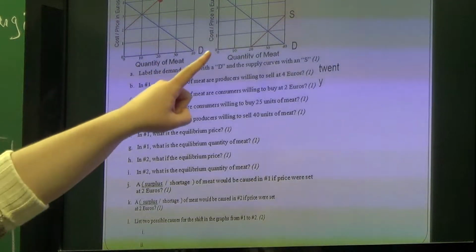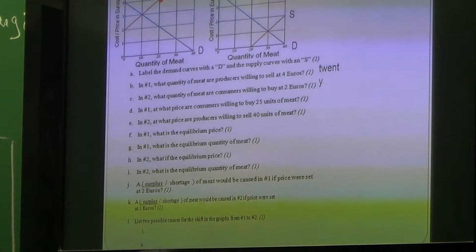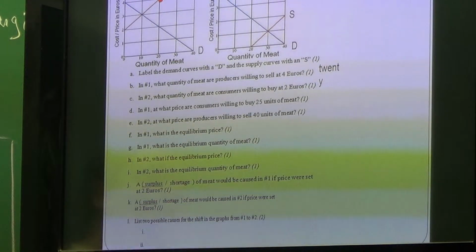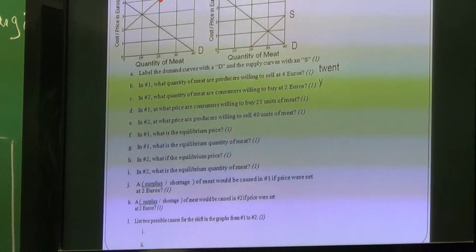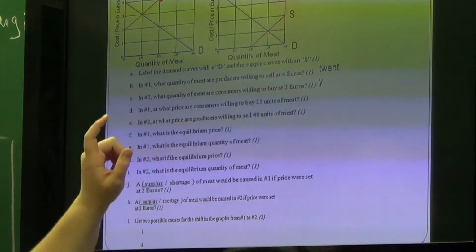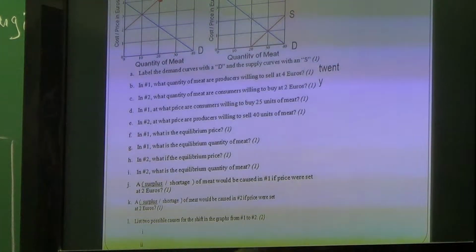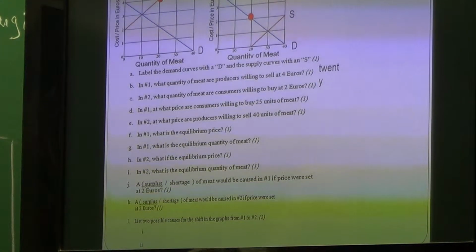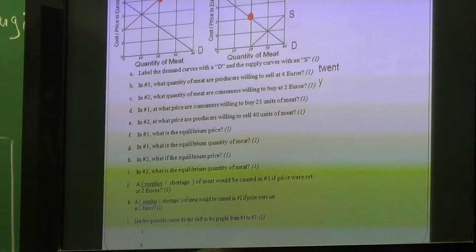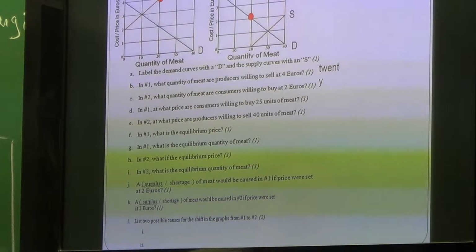So then in the second graph, what quantity of meat are consumers willing to buy at €2? So we're talking about consumers, which curve are we on? Demand. So if we're on the demand curve, we go to €2, we're gonna be at this point. So what quantity of meat are they willing to buy? Yes.